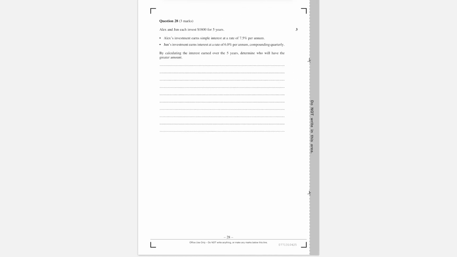Alex and June each invest 1,800 for 5 years. Alex's investment earns simple interest at a rate of 7.5% per annum. June's investment earns interest at a rate of 6% per annum, compounded quarterly. By calculating the interest earned over 5 years, determine who will have the greater amount. Okay, so let's go with the first option, option A, which is simple interest. So I equals PRT.